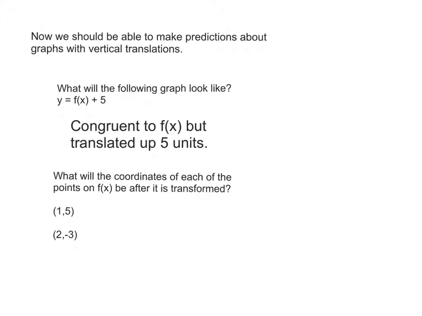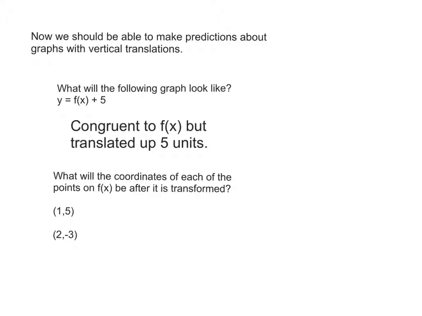So on your sheet, you had to say what y equals the absolute value of x plus 2 will look like. Well, it's going to be congruent to the absolute value of x, but moved up 2. Y equals the square root of x minus 3 is going to be congruent to the square root of x, but translated down 3 units. It's always just congruent to the parent function and then moved up or down. What will the coordinates of each of the points on f of x be after it's transformed is the other thing it asks you here.